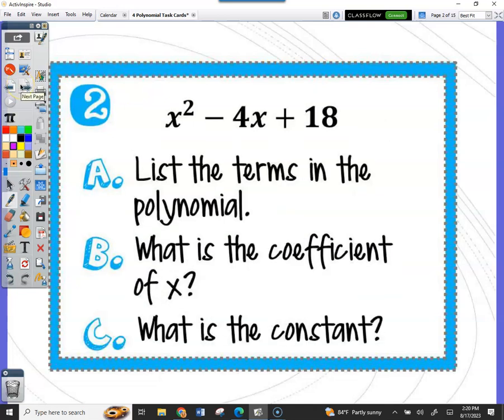This one. List the terms in the polynomial. You don't have to actually list them. You could copy the polynomial and then put the slashes and that would show me that you know where the terms are. Or you could just write the terms and put a comma in between. It's up to you. What is the coefficient of x? What is the constant? Those questions are exactly like the ones on page 11.